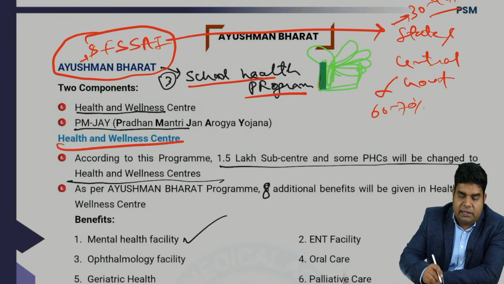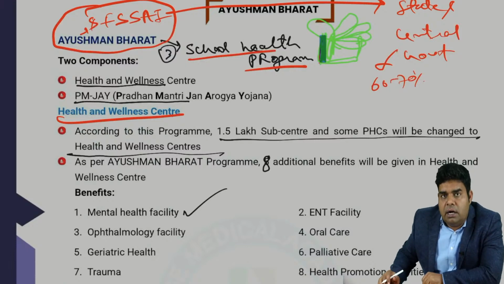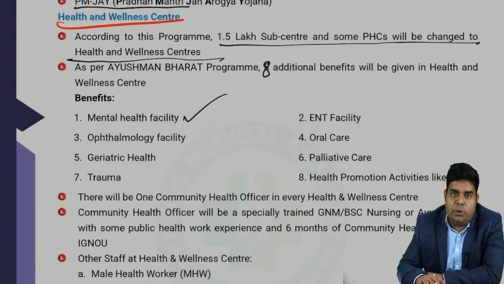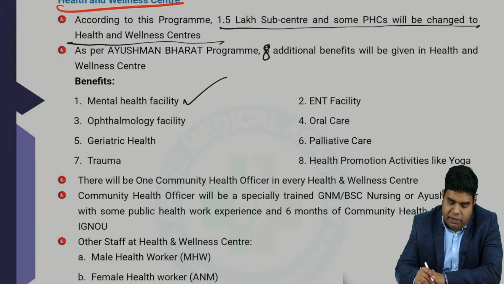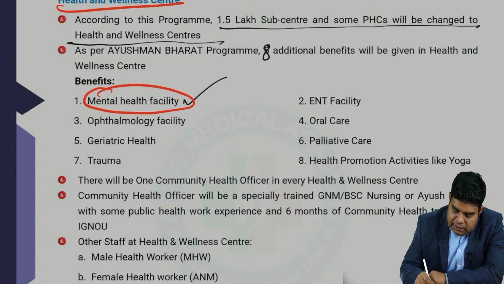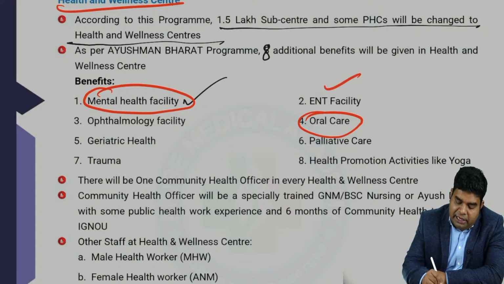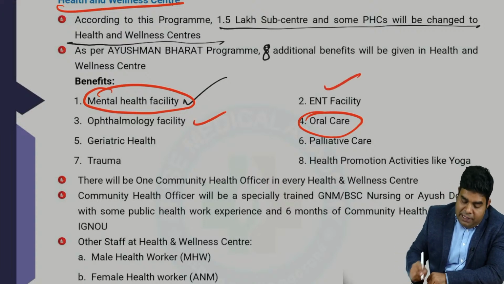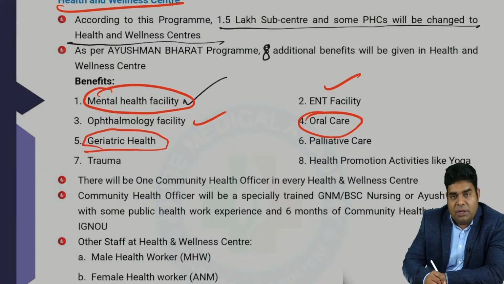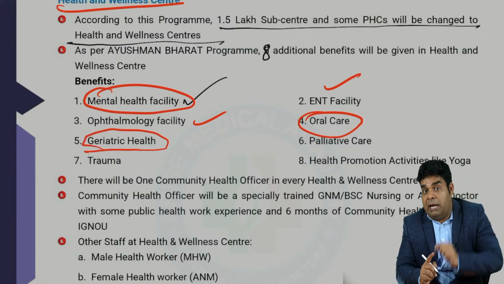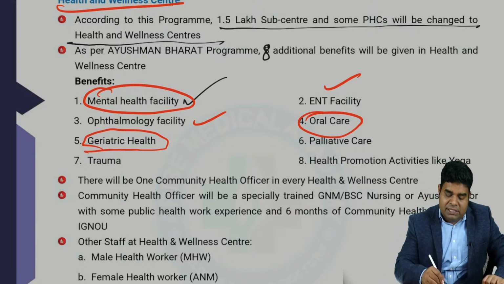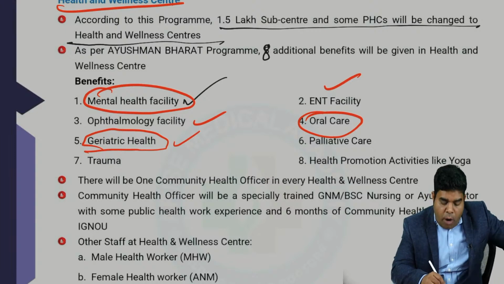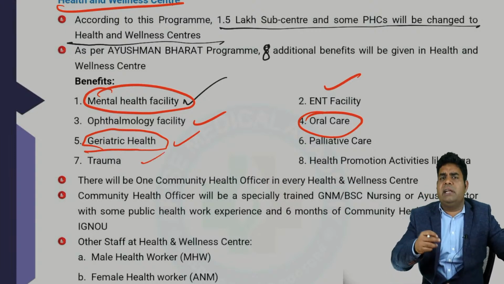Second is Health and Wellness Center. Government is saying we will replace the PHC and sub center with Health and Wellness Center, and with replacing it, we will give 6 extra benefits: mental health, dental health, mental, dental, then ENT facility, ophthal facility. Geriatric health is still given under NCD, NPCDCS program. We have read that 1 day per week separate OPD for NCD at PHC. So this is given, but still they said we will give it again. Trauma or emergency care is still given, but they say they will give it.